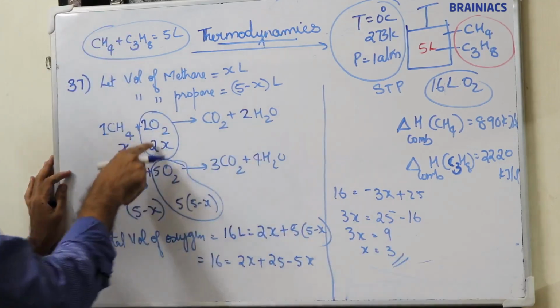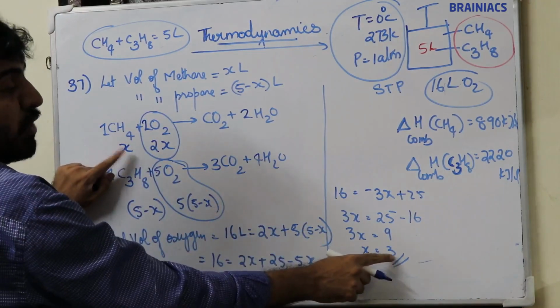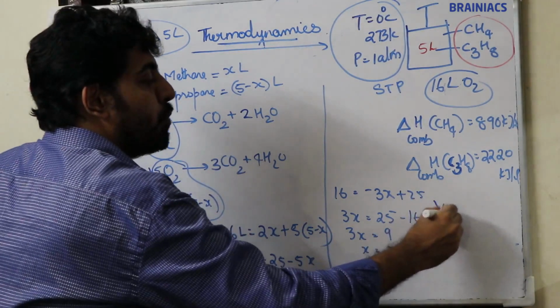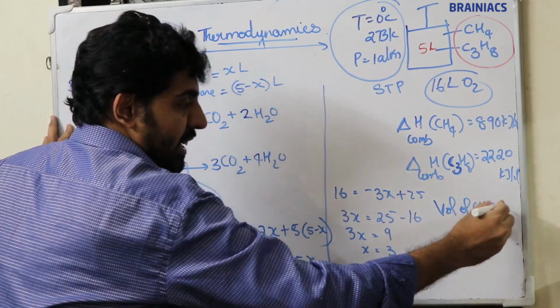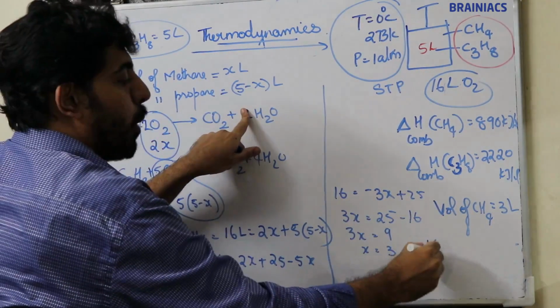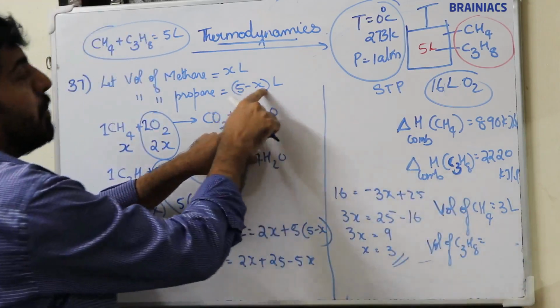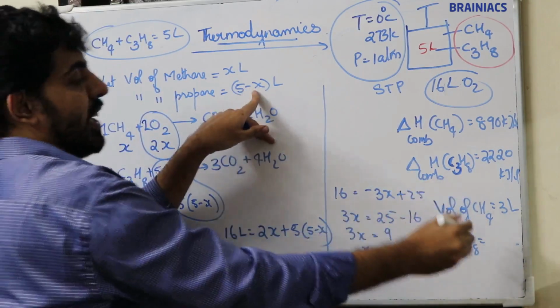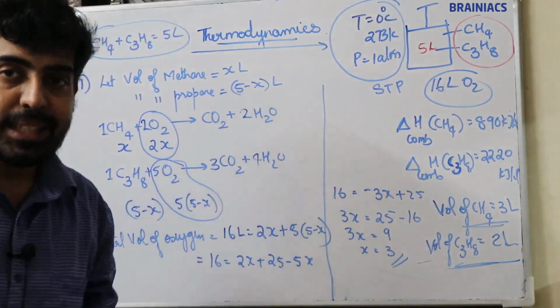So the volume of methane is x, so x is 3. We got the volume of methane: 3 liters. Now what is the volume of propane? It is 5 minus x, that is 5 minus 3, which is 2 liters. So we got the volume of methane and propane. I think it's clear till here.